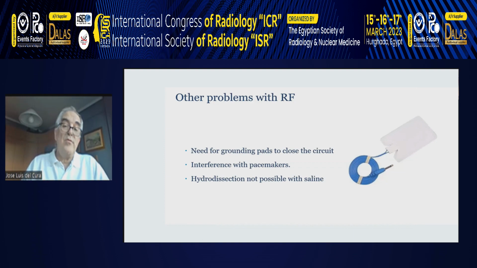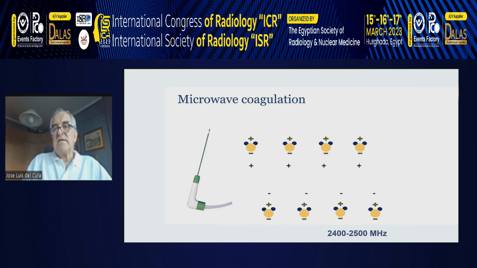Another problem is that we need grounding pads to close the circuit in all the patients. Sometimes we can have problems with pacemakers. The radiofrequency interferes with the pacemakers, so sometimes we need to disconnect these pacemakers during the ablations. Well, hydrodissection, which is very frequently used in these techniques, is not possible with saline, but we can use 5% dextrose. The second most popular technique for ablation is microwave.